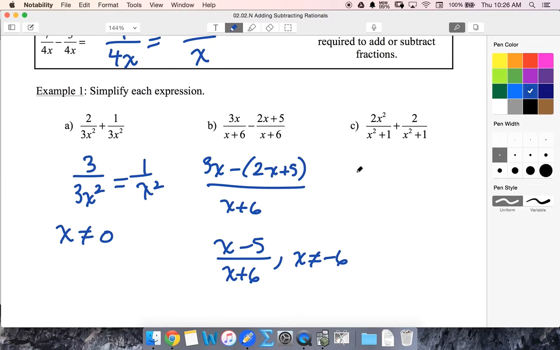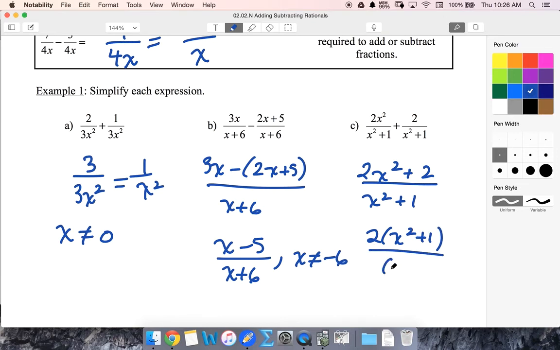2x squared plus 2, well, that's just 2x squared plus 2 over x squared plus 1. The top factors: 2 times x squared plus 1, over x squared plus 1. Before I cancel, I want to think about my denominator and if there are any conditions. Well, I want x squared plus 1 to not equal 0, but that means x squared would have had to be negative 1, which it will never be, not if I'm talking about real numbers. So there are no conditions on this.